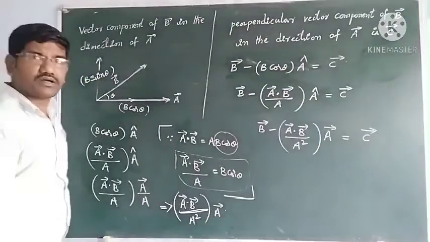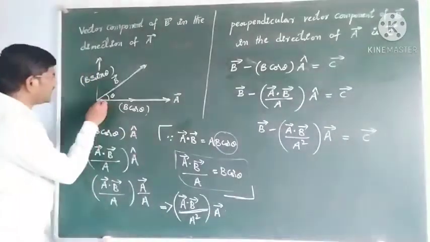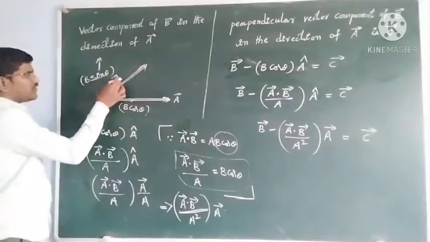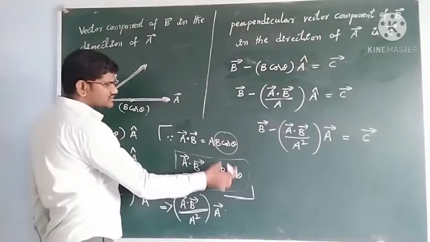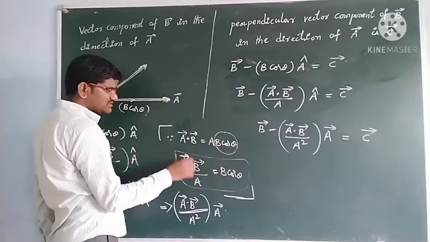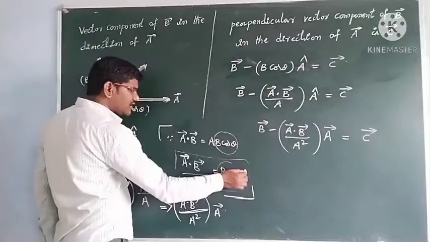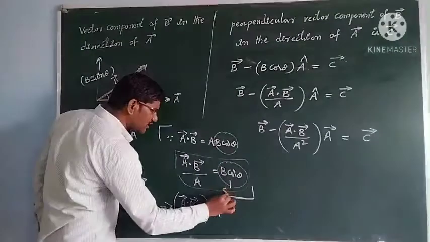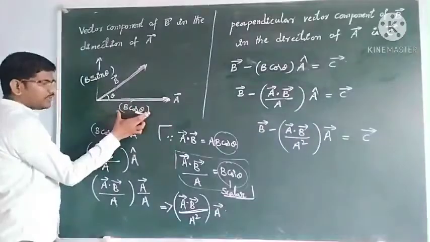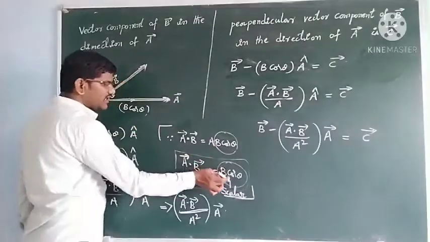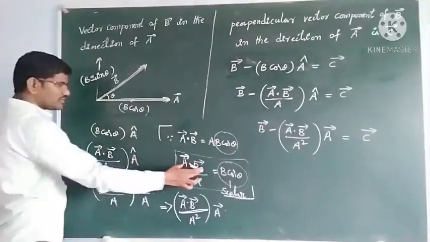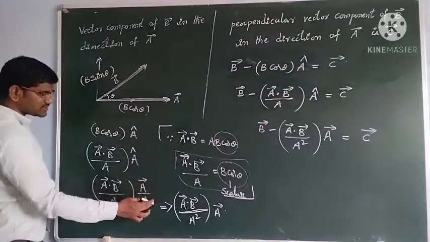See students, don't get confused. A bar is a vector and B bar is a vector. Its component is B cos theta. If I want B cos theta from the dot product of A bar dot B bar, I have made it as A bar dot B bar by A. This B cos theta is a scalar quantity. And this B cos theta is in whose direction? A bar direction. To make it a vector in the direction of A bar, it should be multiplied by A cap. So A bar dot B bar by A into A cap, you got this much.